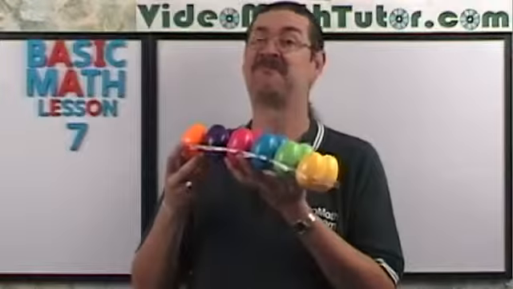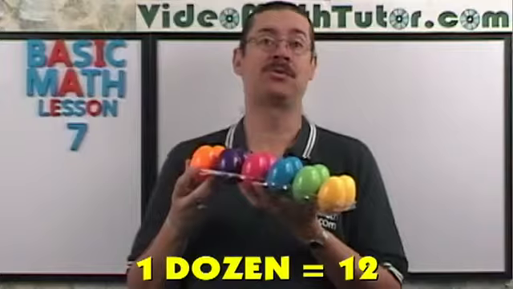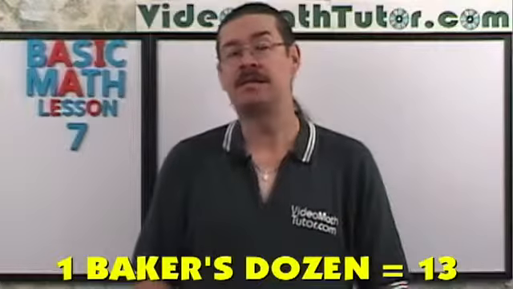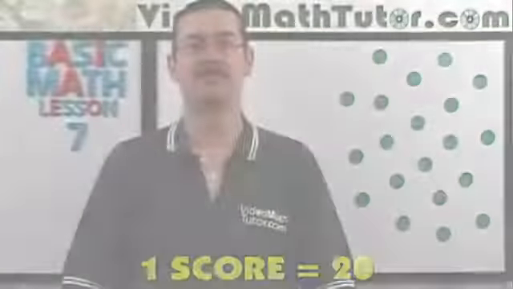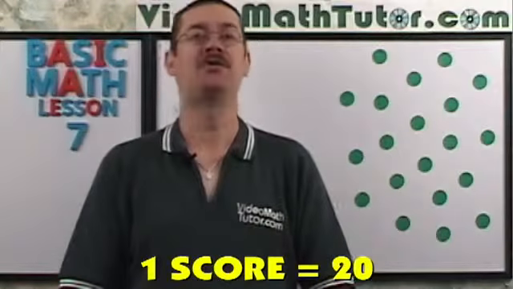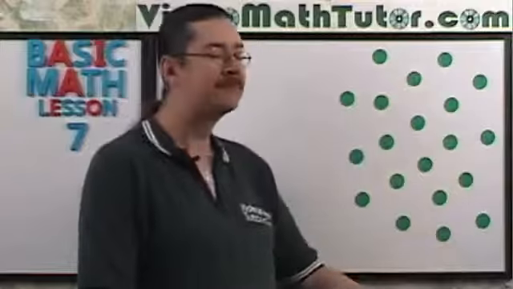1 dozen, like eggs here, is equal to 12. 1 baker's dozen is 13. Just add 1 more to the batch. 1 score is equal to 20. For example, the number of dots right here.